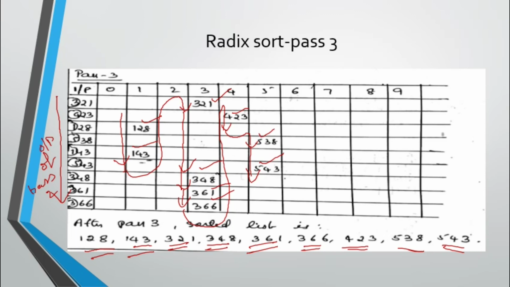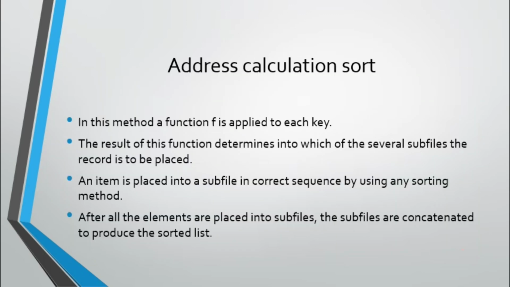So the next sorting technique is address calculation sort. This address calculation sort works on the concept of hashing, which we have already understood. In this method, a function f is applied to each key. Key is nothing but the number which you need to sort. The result of this function determines into which of the several subfiles the record is to be placed.